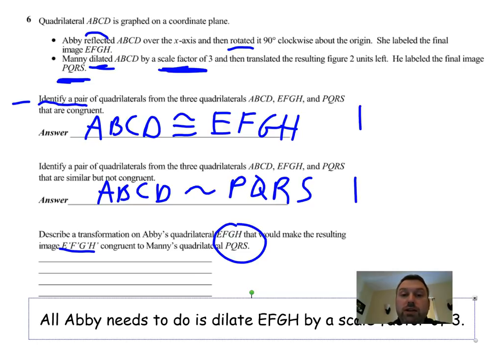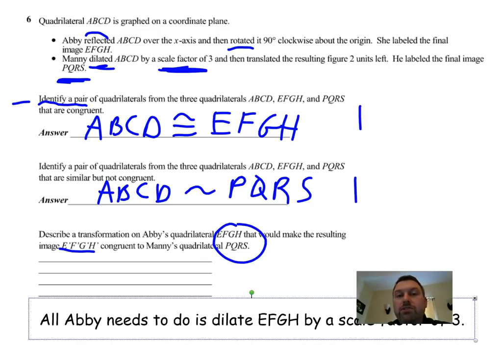It just matters that it's reflecting and rotating. Oh yeah, that's rigid motions. It's going to be congruent. And then Manny is dilating and then translating or sliding. Well, dilating by scale factor of 3, that quadrilateral, whatever it is, is going to get bigger. Okay, so that's it. There's the 6 questions.